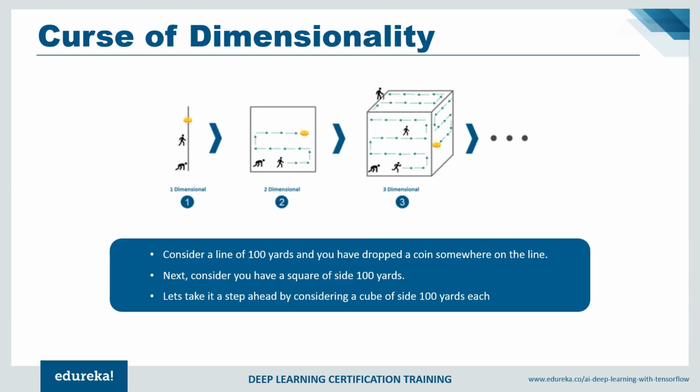Let's take it a step ahead by considering a cube of side 100 yards. Now you have dropped a coin somewhere in between. Now it's even more difficult to find the coin this time. The cube is a three-dimensional entity. Hence, you can observe that the complexity is increasing as the dimensions are increasing. And in real life, the high-dimensional data that we are talking about has thousands of dimensions, which makes it very complex to handle the process. High-dimensional data can easily be found in use cases like image processing, natural language processing, and image translations. Now, machine learning was not capable of solving these use cases.